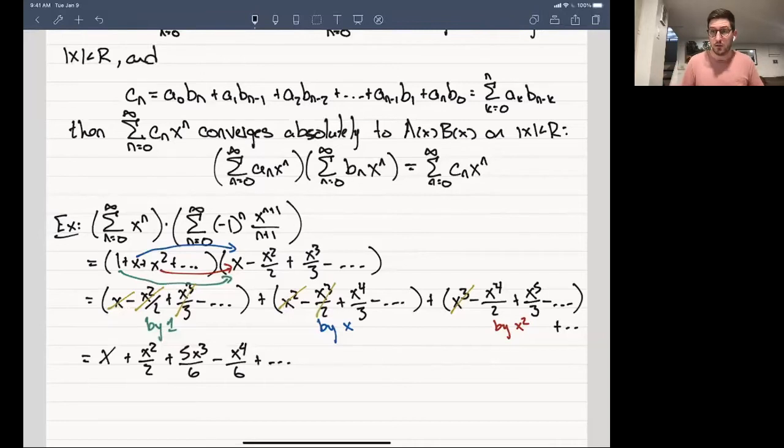Okay, so multiplying power series, it works in theory. It's kind of a pain, right? It's a hard thing to do. It's not a trivial task. So what we do is we typically leave it for the first few terms.